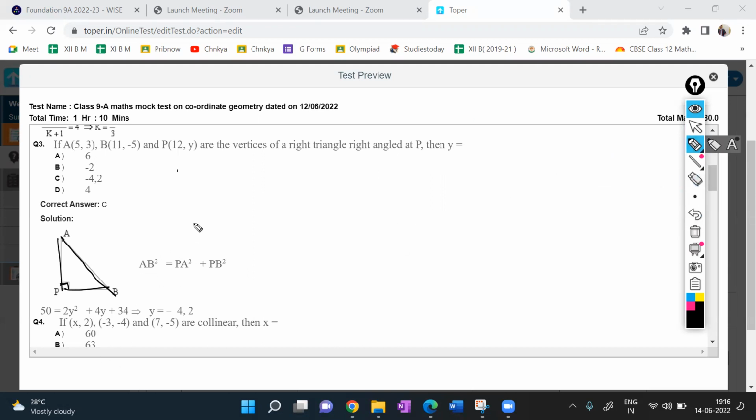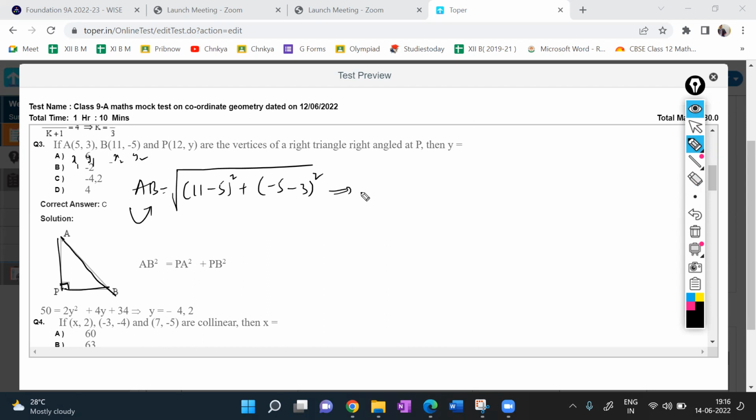And AB square. We need to find out A and B. This is point A, and this is point B, given to you. AB is nothing but the distance between A and B. Are you able to follow the class? X1, Y1, X2, Y2. X2 minus X1 whole square, 11 minus 5 whole square, plus 5 minus 3... whole square. So 11 minus 5 is 6, whole square is 36. Now 8 minus 8 whole square is 64. So here you will get 100, which is nothing but 10. Correct?